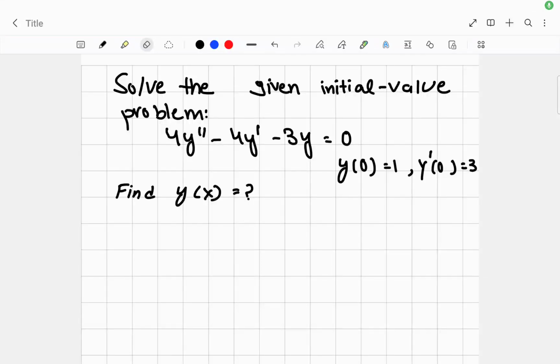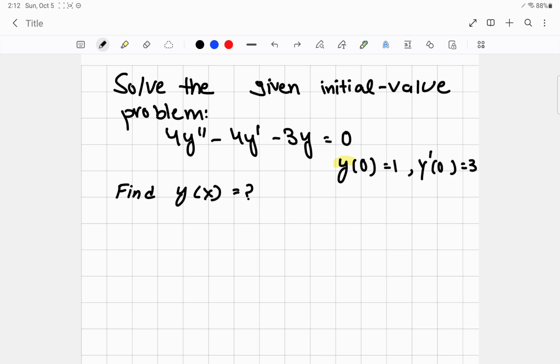Okay, so the question is: solve the given initial value problem 4y double derivative minus 4y single derivative minus 3y equals 0, and we have two conditions which are mentioned here, and then we need to find y of x. Okay, so the initial value problem is a second order linear homogeneous differential equation with constant coefficients.